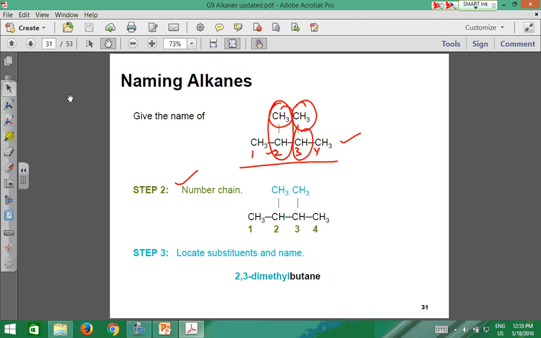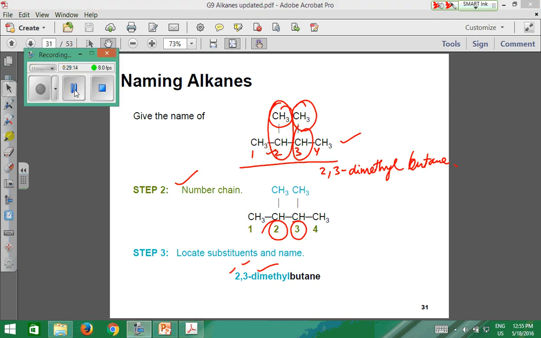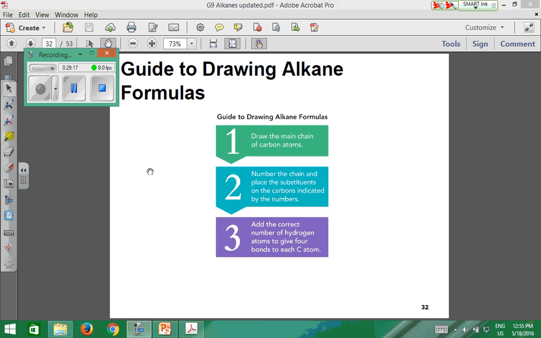So the name will be accordingly: 2, 3 dimethyl. 2, 3 dimethyl butane. 1, 2, 3, 4 is butane. 2, 3 dimethyl butane. Okay, now here, as I have written, 2 and 3 second and third carbon, so 2, 3 dimethyl butane. As long as the number of carbons, no problem. The method is the same. You have to follow the same method here. So if I want to give the name of this, it will be like this.